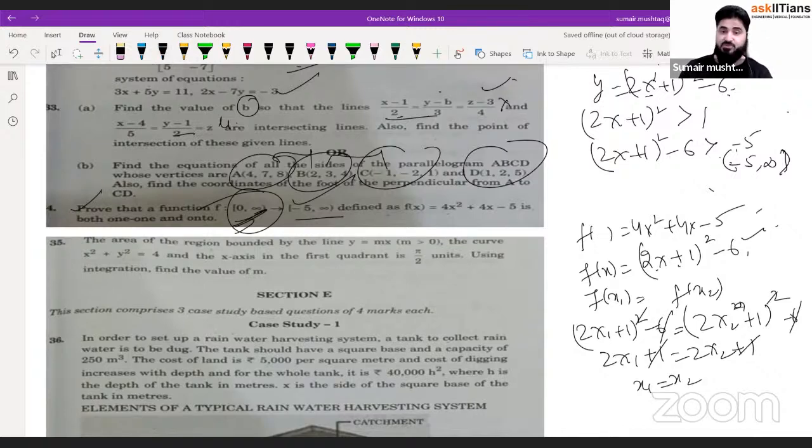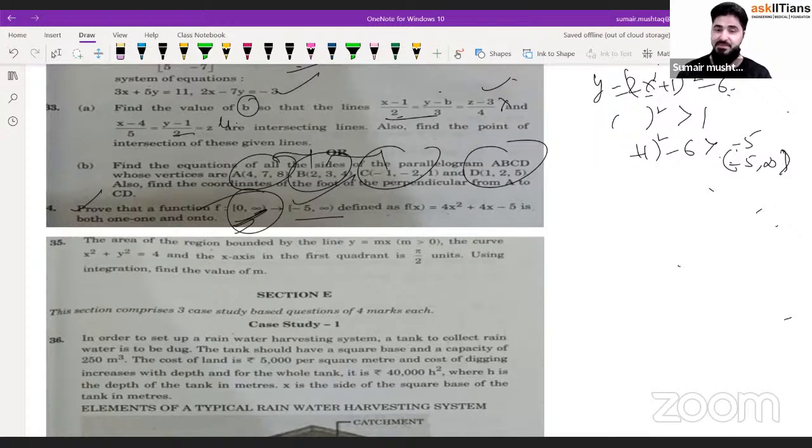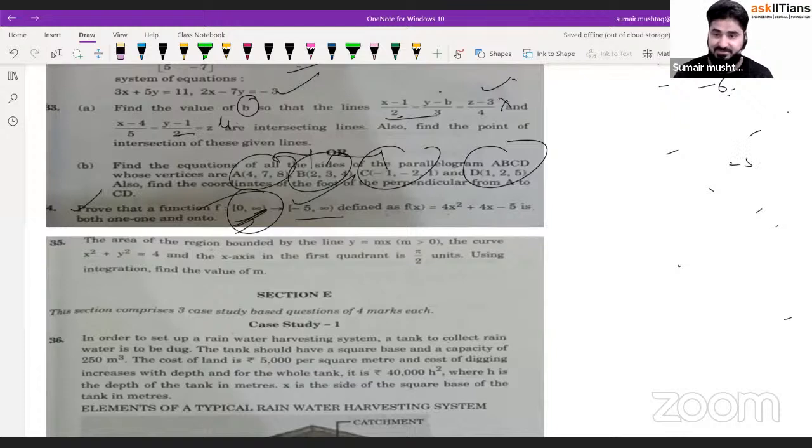Now let's move to question number 35. This was a little bit lengthy question, and most of the people, as they discussed the paper with me, said that this was very confusing because we are not getting the point of intersection, and it involved a lot of calculation as well. See, I will tell you how this is to be done.